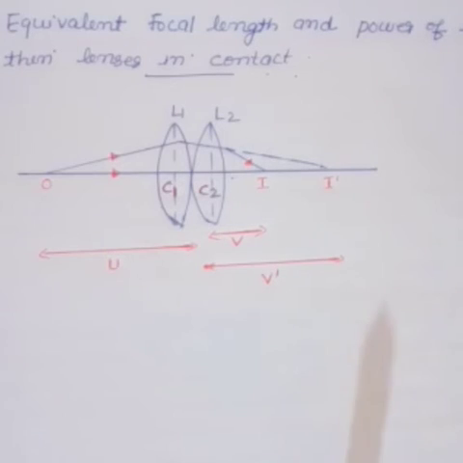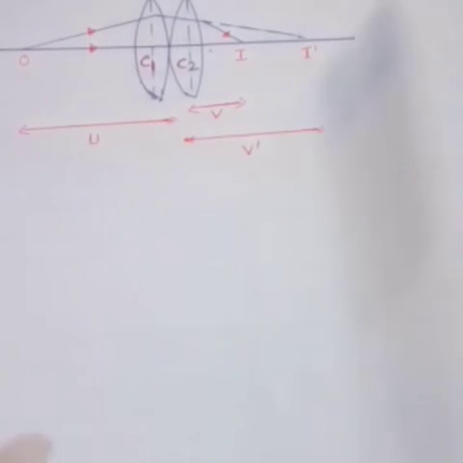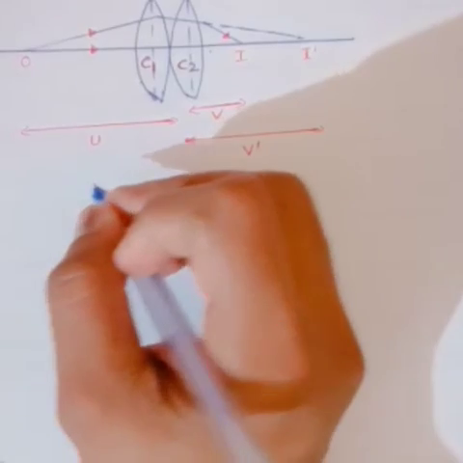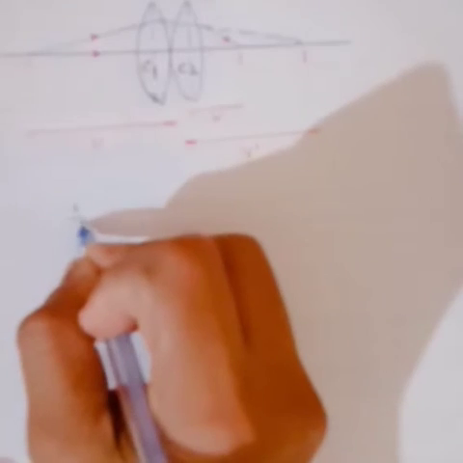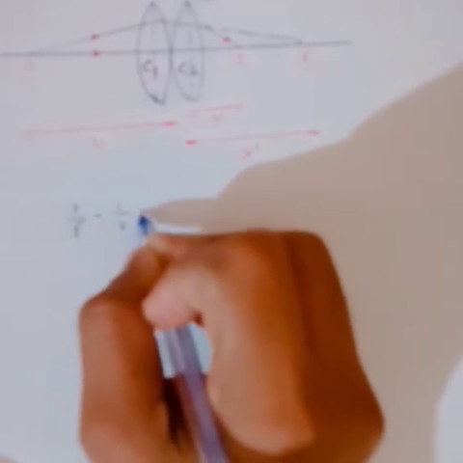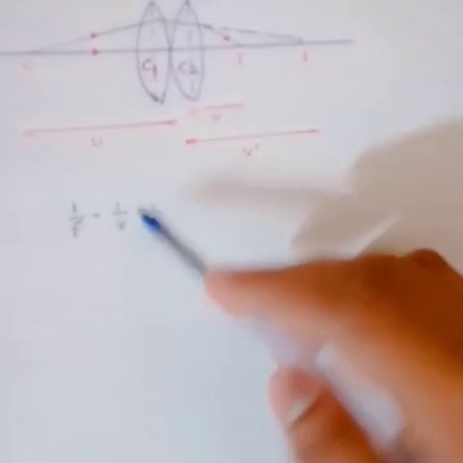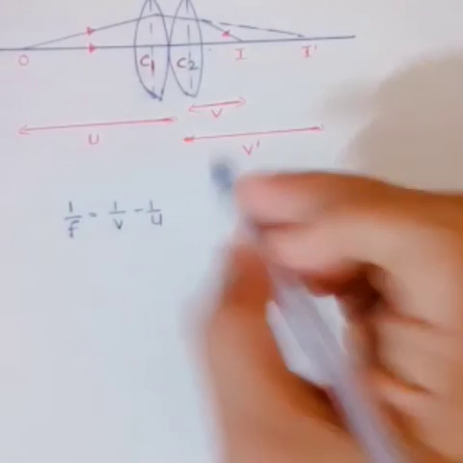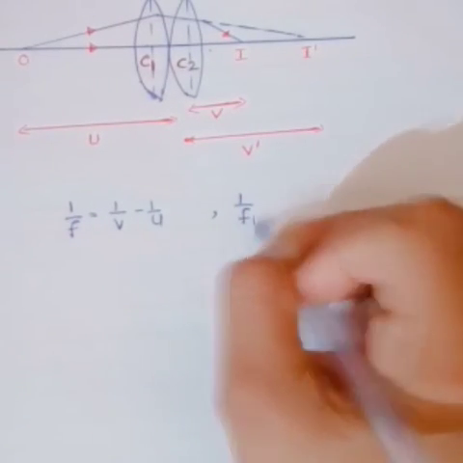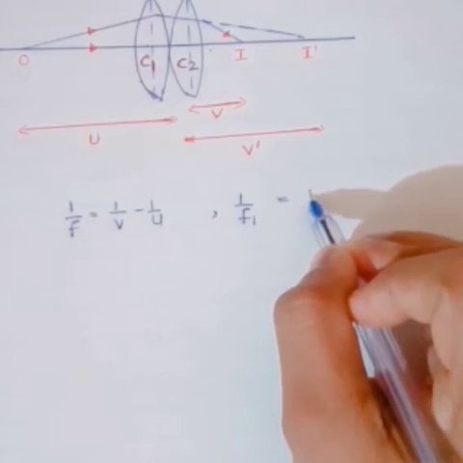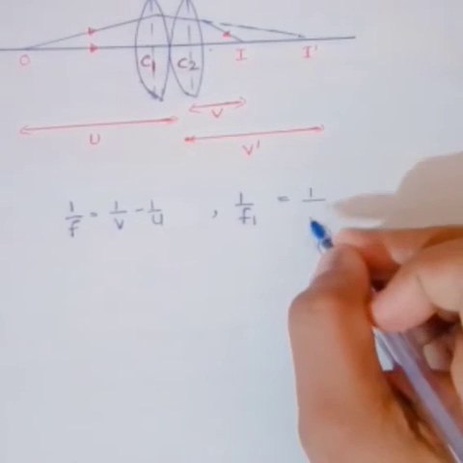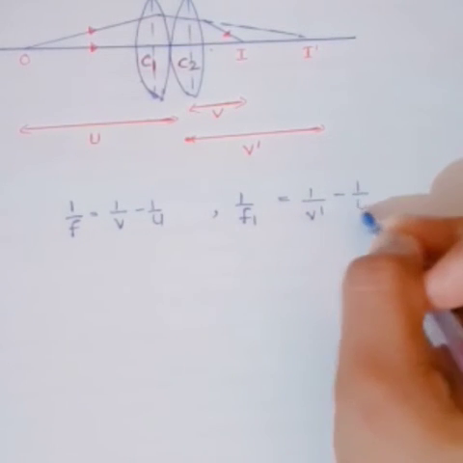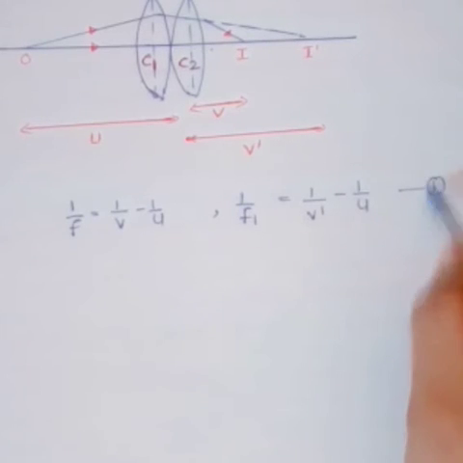You know the thin lens formula, the usual lens formula: 1 by F is equal to 1 by V minus 1 by U. Here you have to use this formula. The first lens has focal length f1, so 1 by f1 is equal to 1 by V, the image distance, which here is V dash, minus 1 by U. This is equation number 1.